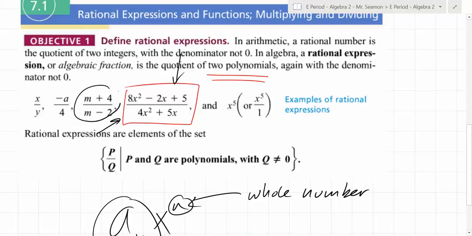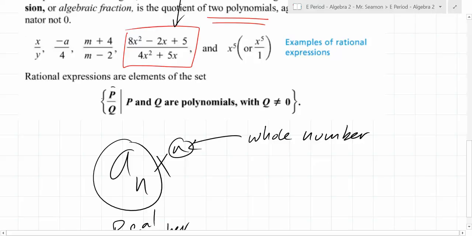What about this one right here? Is that a rational function? Is the numerator a polynomial? Yep. Is the denominator a polynomial? Yeah. So is this a rational function? Yeah. What about just x over y? Not really. It's in 2 variables, so no. It's a different type. So they're elements of the set p over q, where p and q are polynomials, where q can't be 0.